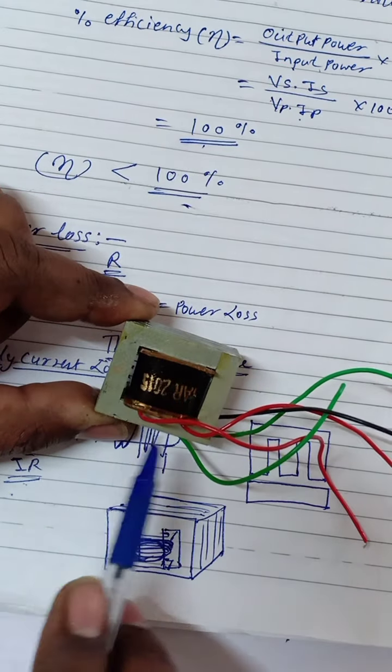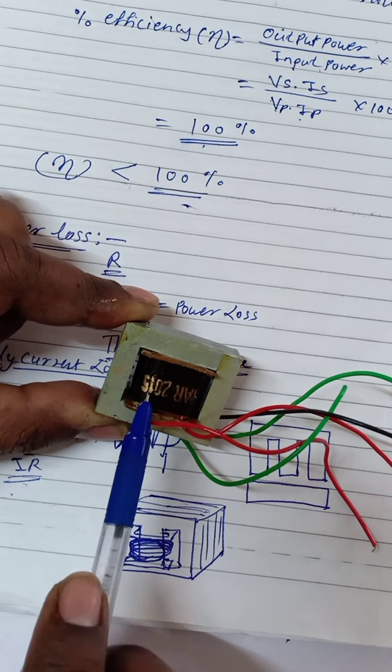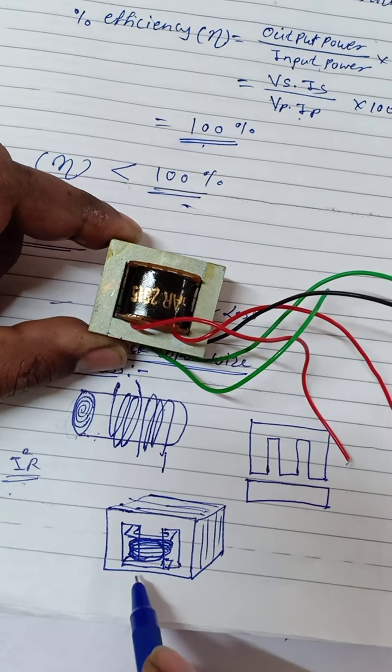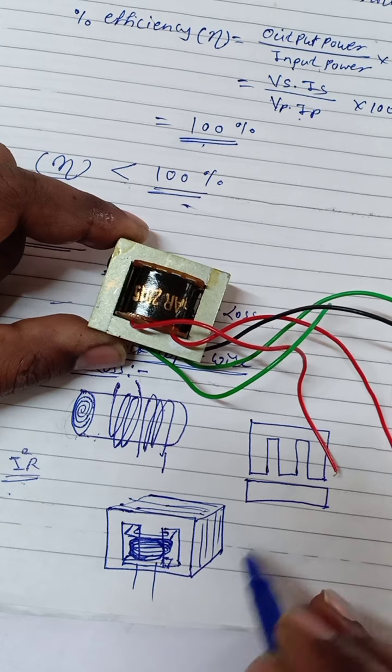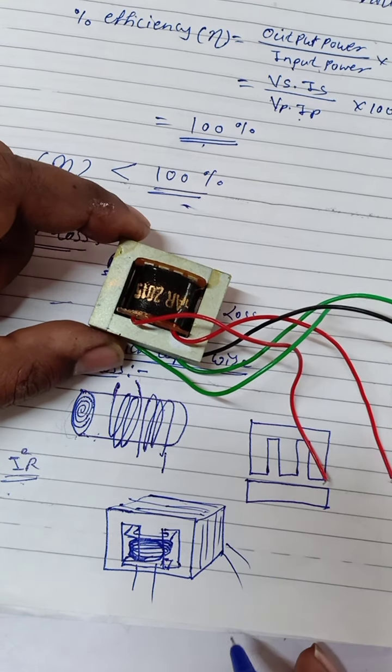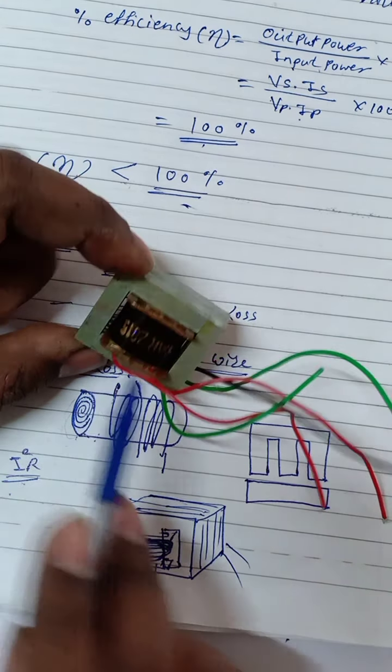So this is the plastic case. Over that plastic case you have to wind the primary and secondary. So this is the primary with some number of turns, and on the other side there is the secondary. This is the structure.